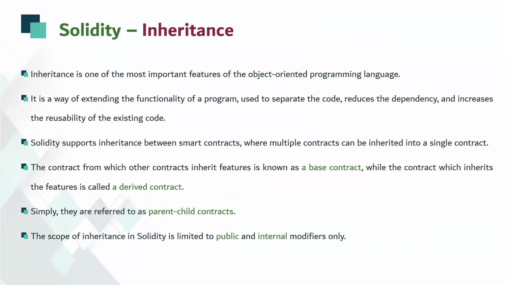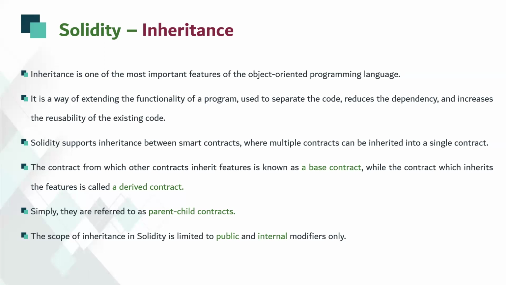Solidity, being an object-oriented programming language, supports inheritance between smart contracts. This powerful feature allows you to separate and reuse code, reducing dependencies and increasing efficiency. Inheritance in Solidity involves two types of contracts: the base contract and the derived contract. The base contract is the one from which other contracts inherit features, while the derived contract is the one that inherits those features. Think of them as parent-child contracts.